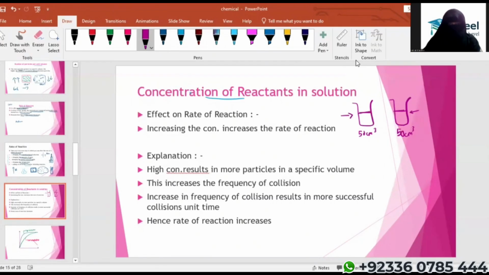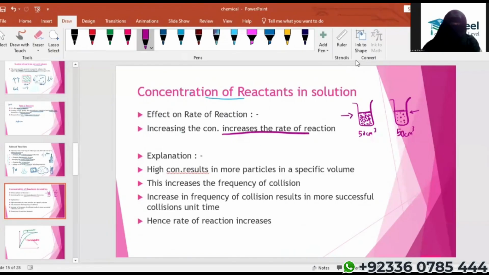So this means that this pure juice has higher concentration, and due to higher concentration there are more particles in a specific volume, and this store-bought juice has low concentration and so it has a low number of particles in a specific volume. So now you know what happens when you increase the concentration. Increasing the concentration increases the rate of reaction.